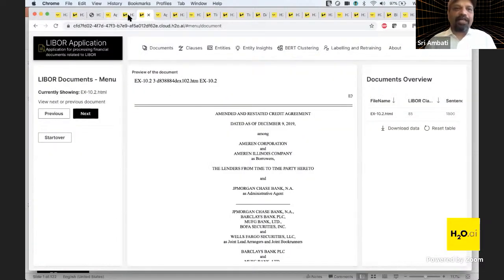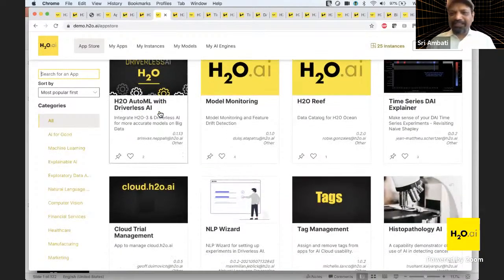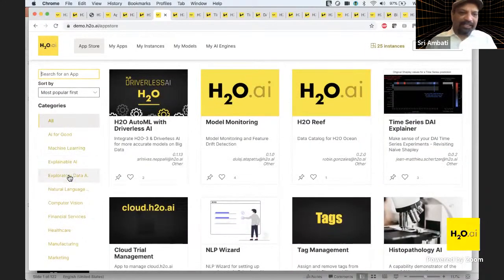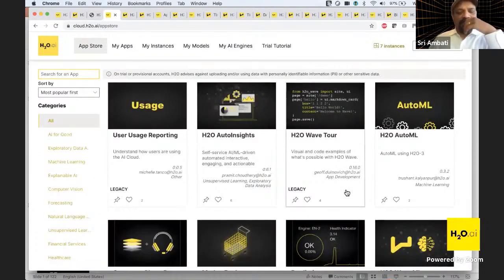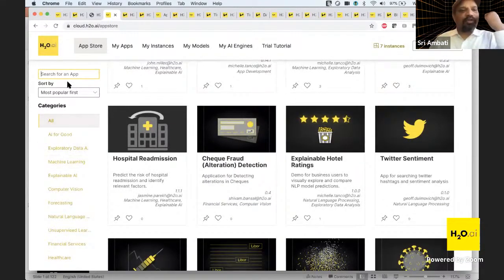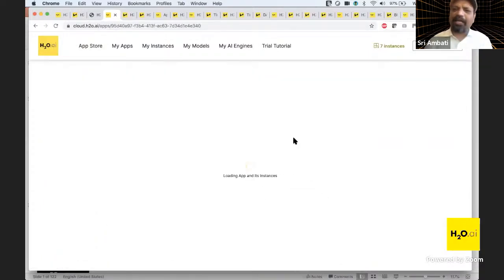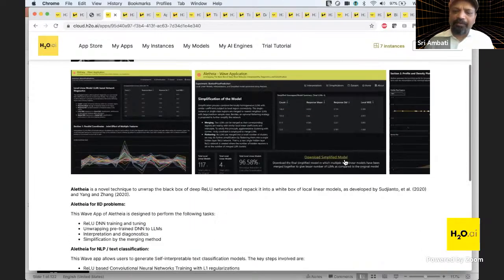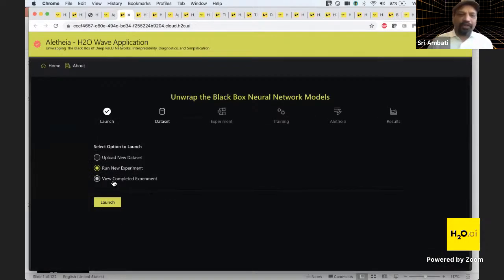We started with the LIBOR application earlier. One of the powerful applications the team has been working on and co-creating with one of the customers who will be speaking later today is around transforming the ability to truly build explainability for deep black box models.